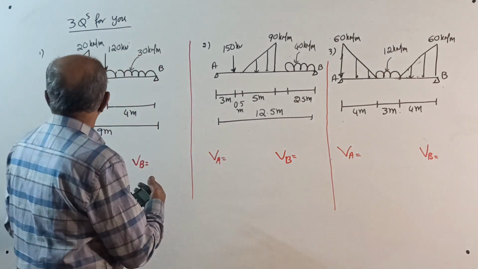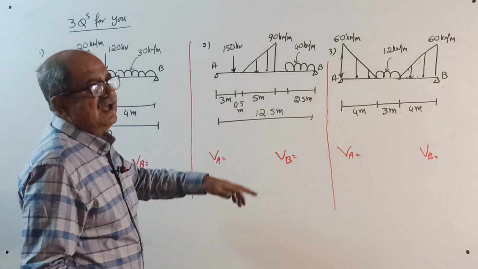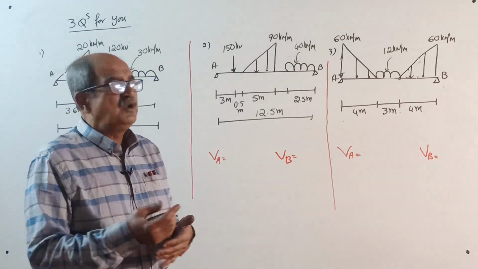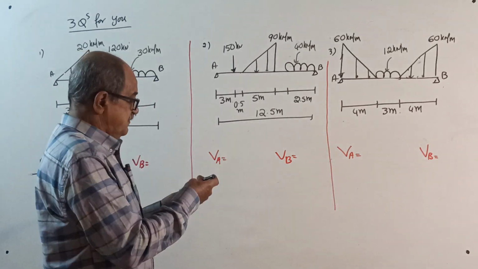I won't waste time telling that VA, VB, etc., sigma M, sigma V, these are all sign convention. Everything is known for you. So start here. First question.